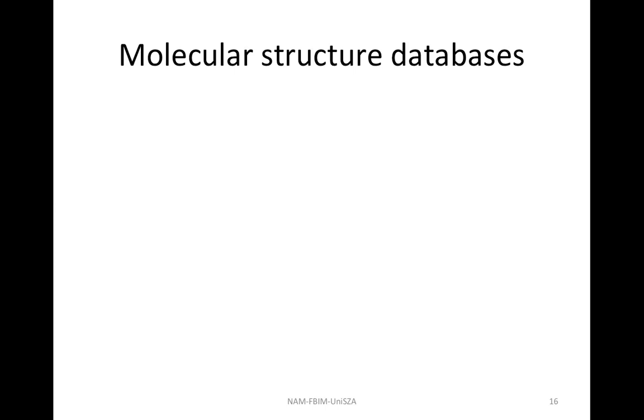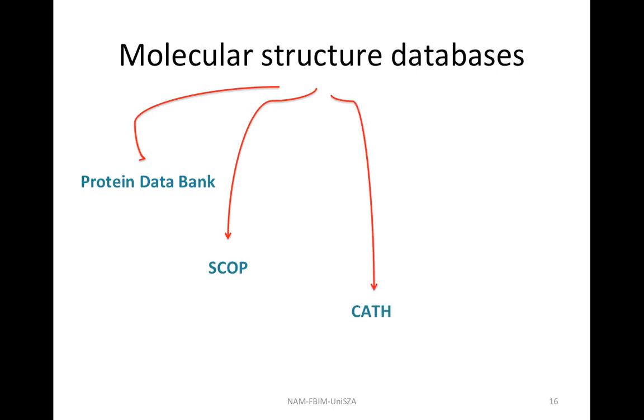The last category of database that I'm going to cover is the molecular structure database, which falls under databases classified on the type of the data carried in them. The molecular structure databases are Protein Data Bank, SCOP, CATH, and PubChem.